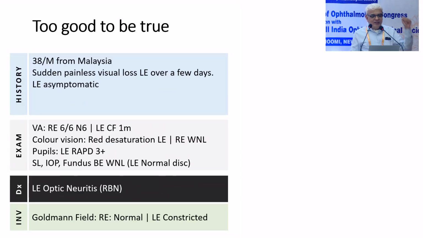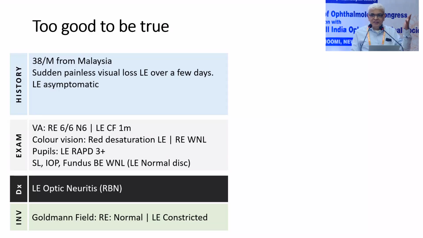Okay? All right. So this is again back in my SN days, a 38-year-old patient from Malaysia who had sudden visual loss in the left eye for a few days. So the left eye was counting fingers, red desaturation, RAPD, fundus is normal. Yes, this is optic neuritis.